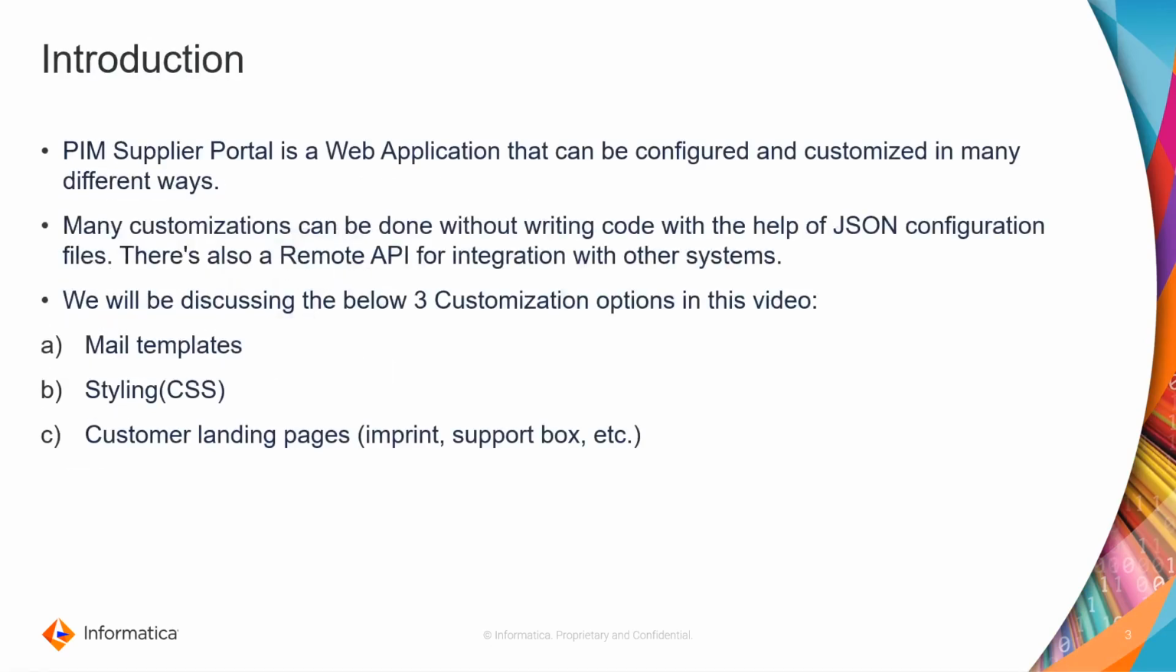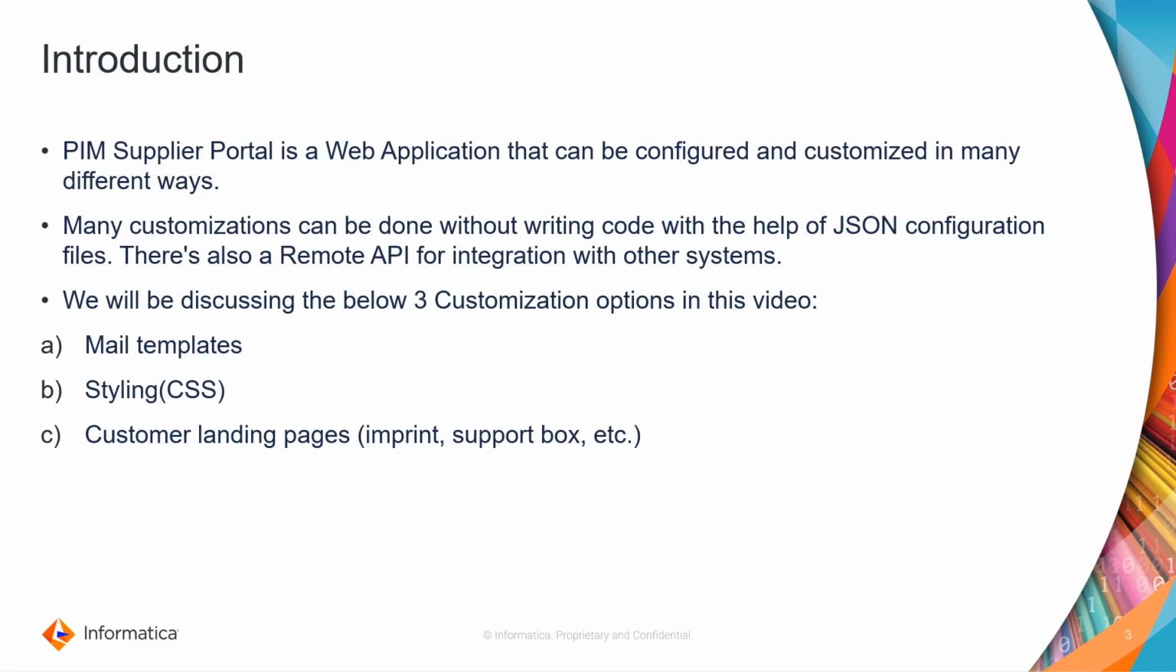Introduction. PIM Supplier Portal is a web application which can be configured and customized in many different ways. Most of its customizations can be done with the help of JSON configuration files without actually writing the code. There's also a remote API for integration with other systems and can be used to retrieve the supplier data.